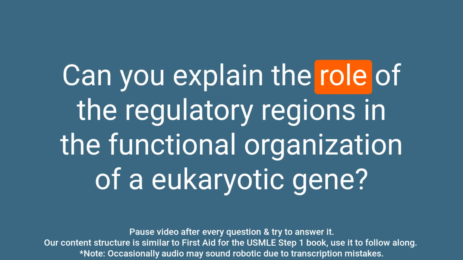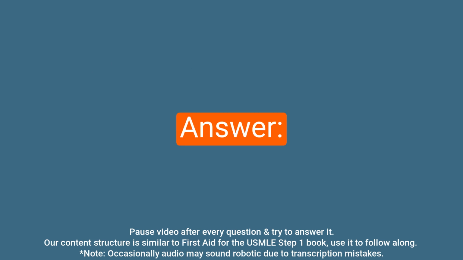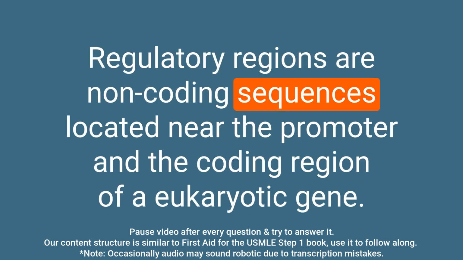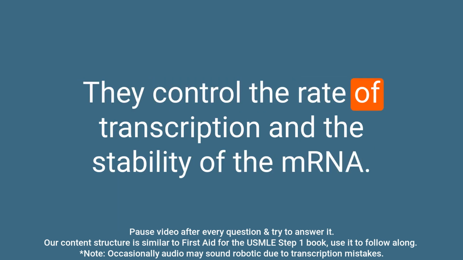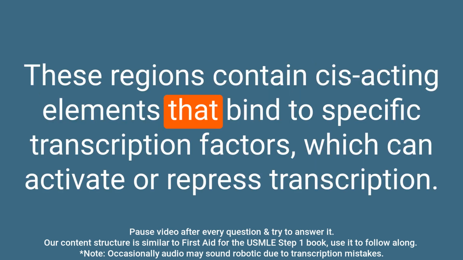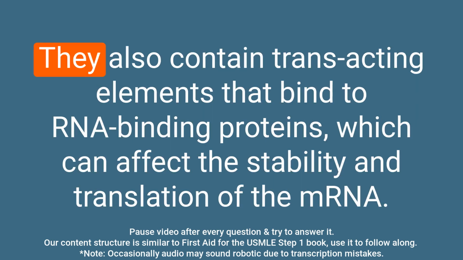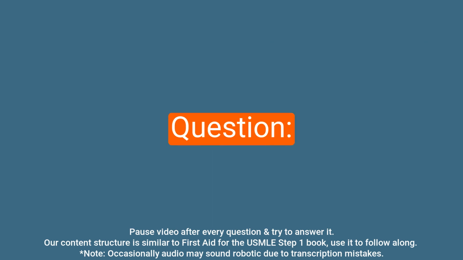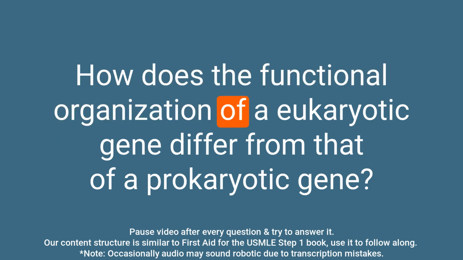Question: Can you explain the role of the regulatory regions in the functional organization of a eukaryotic gene? Answer: Regulatory regions are non-coding sequences located near the promoter and the coding region of a eukaryotic gene. They control the rate of transcription and the stability of the mRNA. These regions contain cis-acting elements that bind to specific transcription factors, which can activate or repress transcription. They also contain trans-acting elements that bind to RNA binding proteins, which can affect the stability and translation of the mRNA.